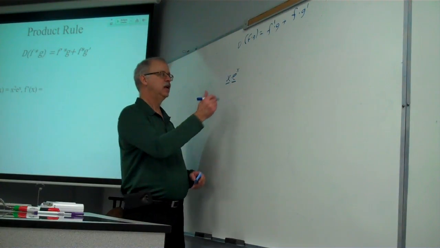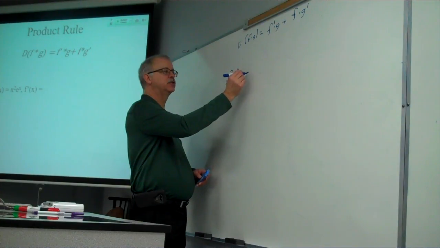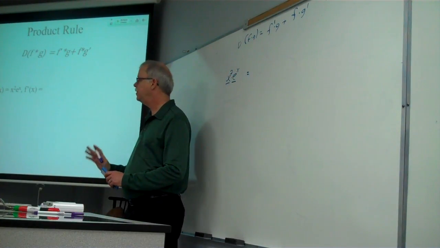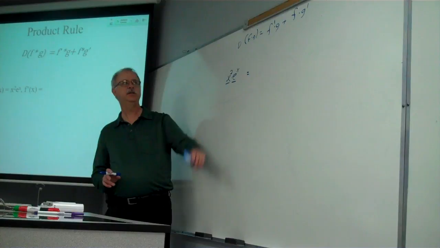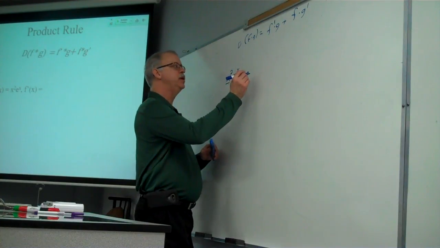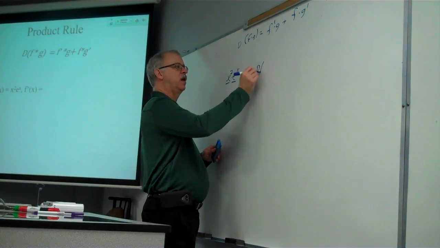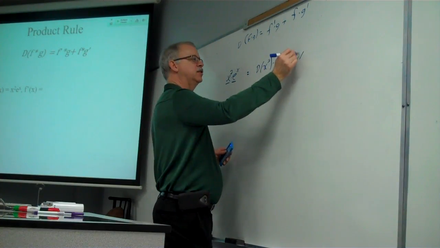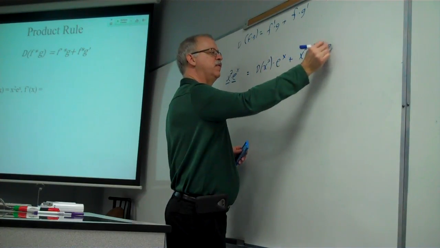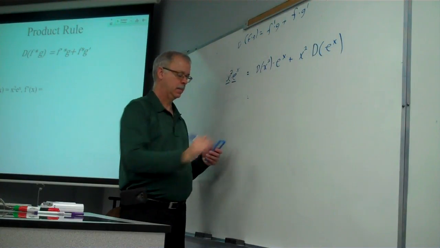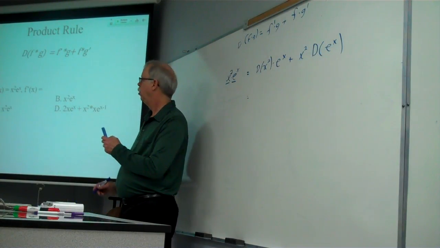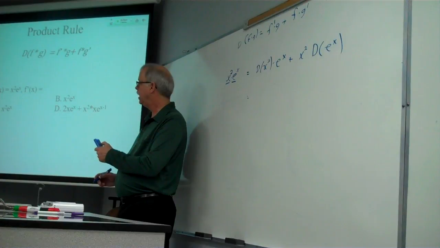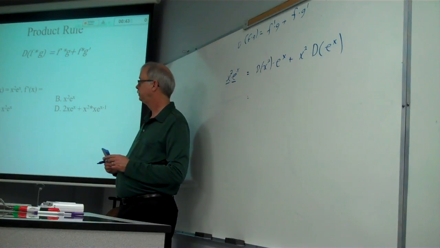So in fact, the example I've got here is x squared e to the x. If we apply this product rule in this case, it's going to be the derivative of x squared times e to the x plus x squared times the derivative of e to the x. What are we going to end up with when we do that?